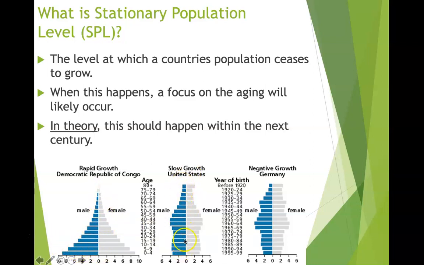Right, you're going to see slow growth happening in the United States. By the way, the United States does grow through immigration, so keep that in mind, right? That immigration, the movement of people, is not something we're talking about yet. That's chapter 3, right? Negative growth you're going to see in places like Germany. We'll talk more about that as we move through chapter 2.